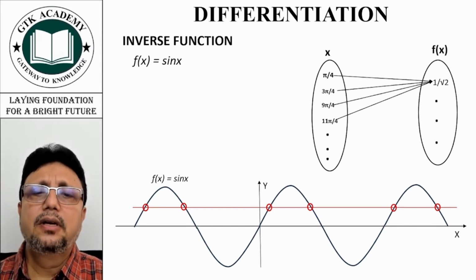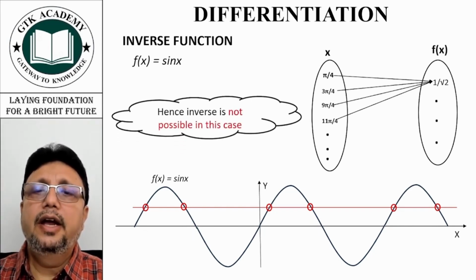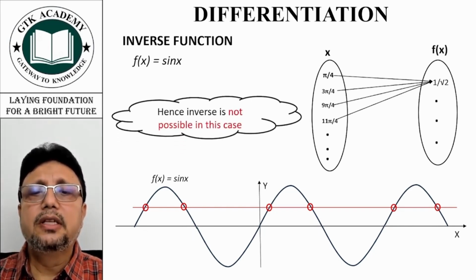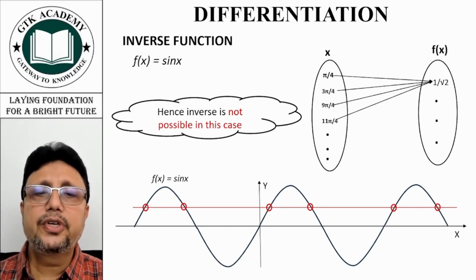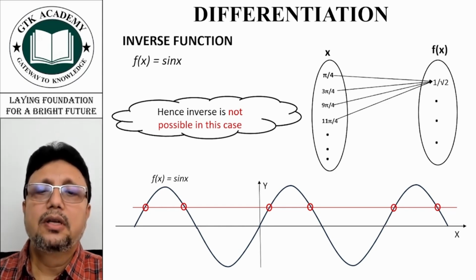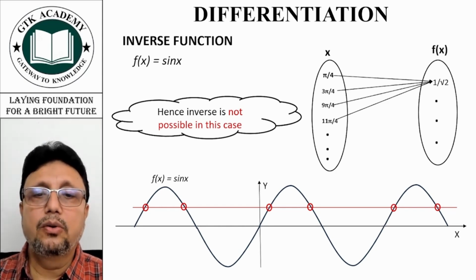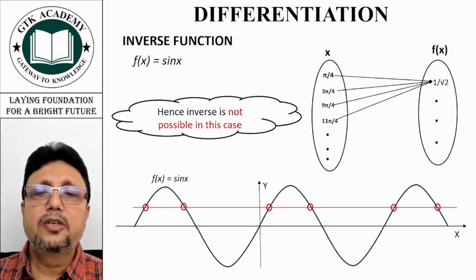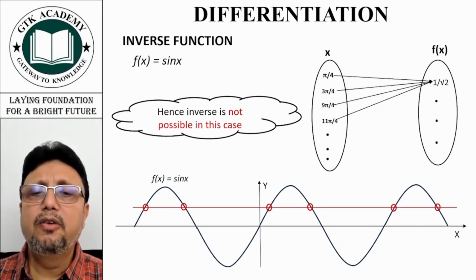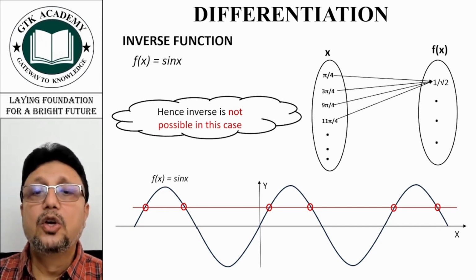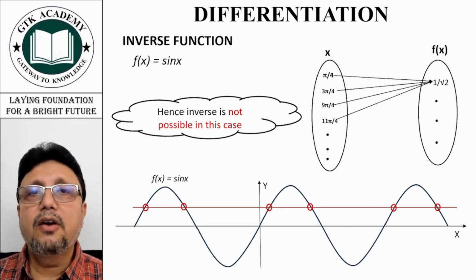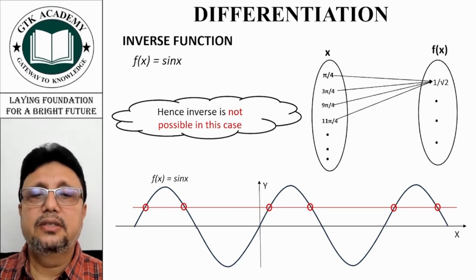That means inverse is not possible in this case. Even in this portion of the sine curve, forget about the whole sine curve, which comes from minus infinity and goes to plus infinity, you have infinite angles having the same sine. So you can't have an inverse in this case.